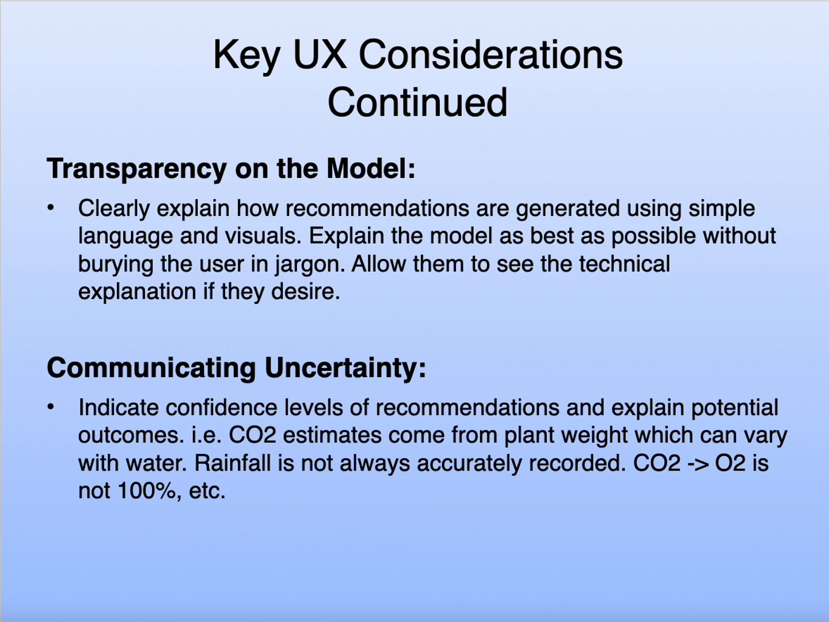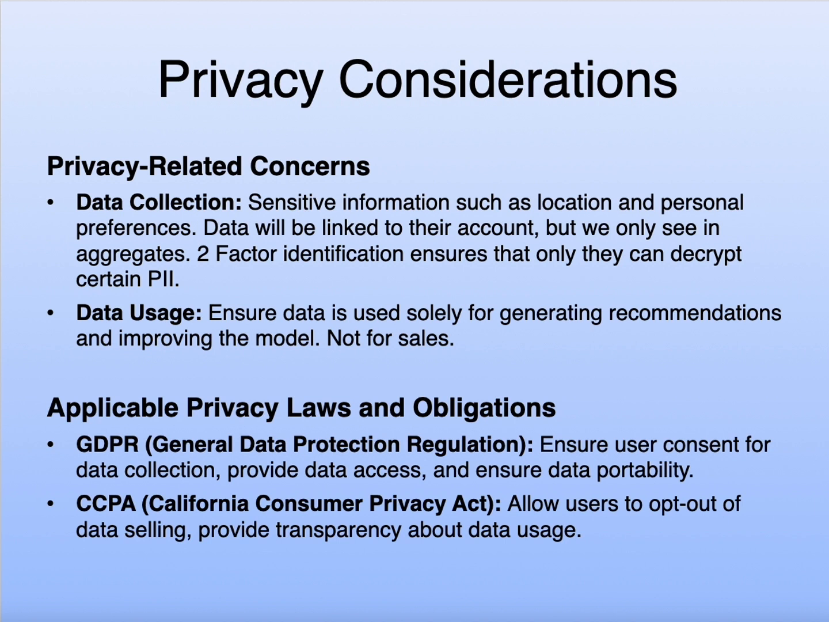Getting CO2 estimates that come from plants, you usually do that by weighing the plant after you're done, and that can vary with water. Rainfall is not always accurately corrected or recorded. Carbon dioxide levels in your area change a lot. When plants photosynthesize, the CO2 to O2 conversion isn't always perfect. Stuff like that. There's always an uncertainty in this.